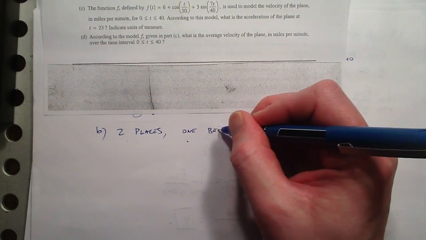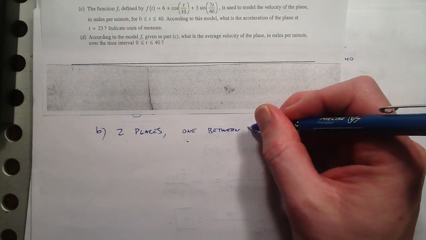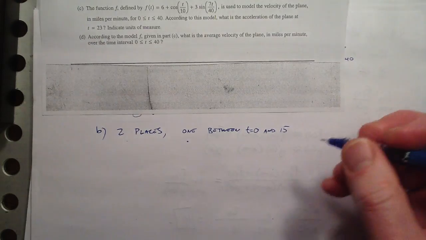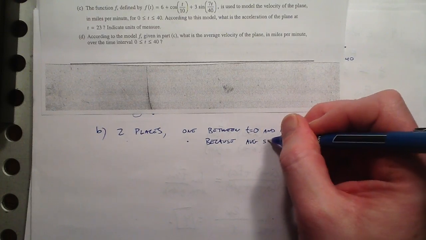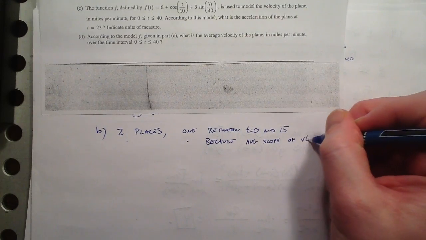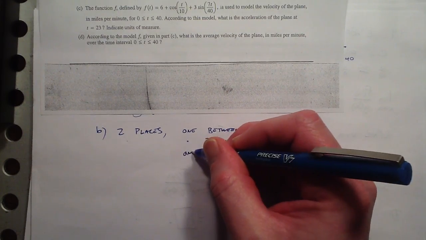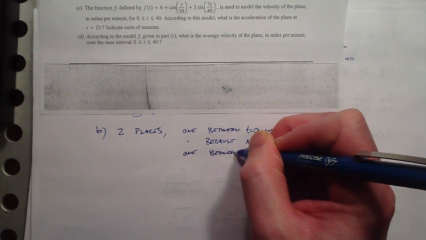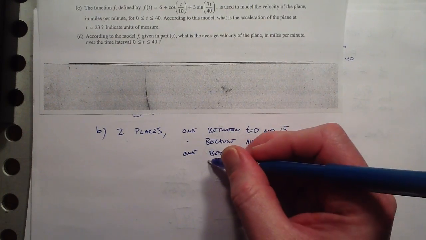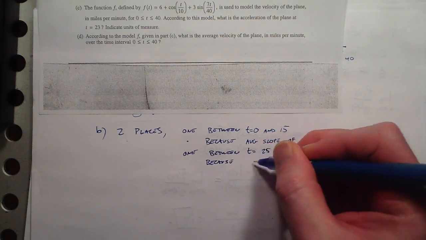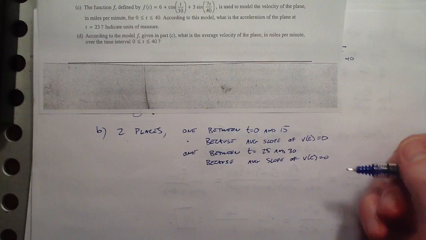One between t equals 0 and 15, because the average slope of v of t is equal to 0, and one between t equals 25 and 30, because the average slope of the velocity function is equal to 0 again.